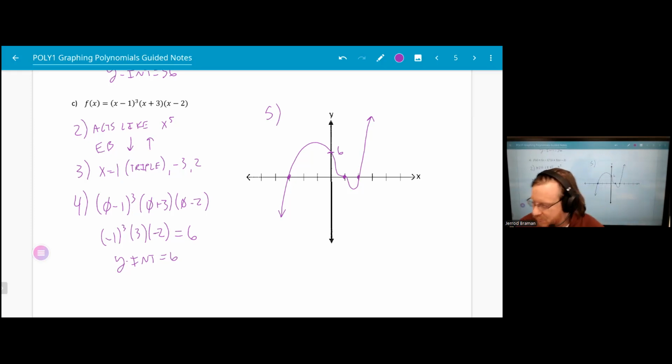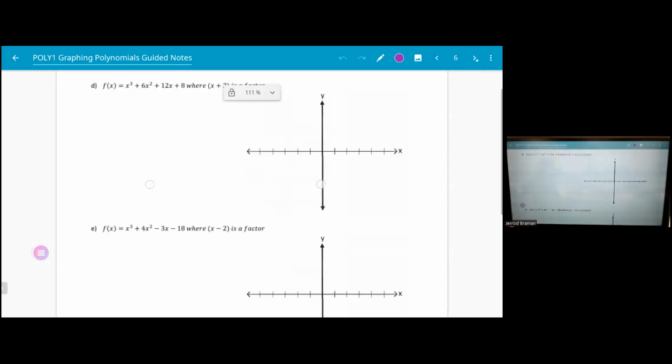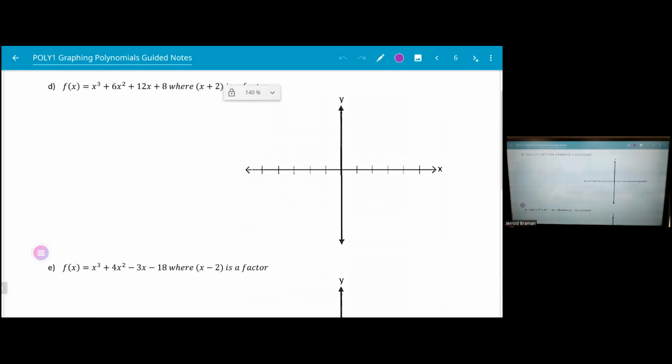Now, we've done the 1 and 2 level. So what does the 3 type level look like? Well, the 3 type level looks like this. It's an example of one. Oh, here we go. I've got x cubed plus 6x squared plus 12x plus 8, where x plus 2 is a factor. In other words, I haven't given you this in factored form. We have to do factored form, but I've already given you one.